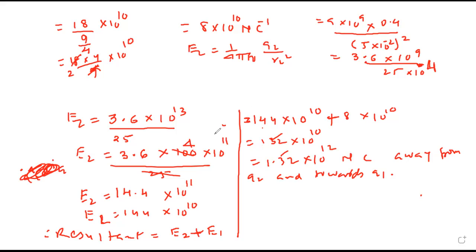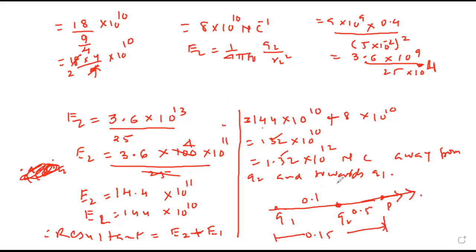Reason for adding, I am showing you again in the diagram. This is Q1, this is Q2, distance is 0.1. So point P is at a distance of 0.15, meaning outside. From Q1 positive charge outward, Q2 positive again outward. Therefore we have added and the answer will be away from Q2 and Q1 both. This is the final answer. If I did it with 0.2, then the point would come in between. Because 0.15 is less than 0.2, it is inside.